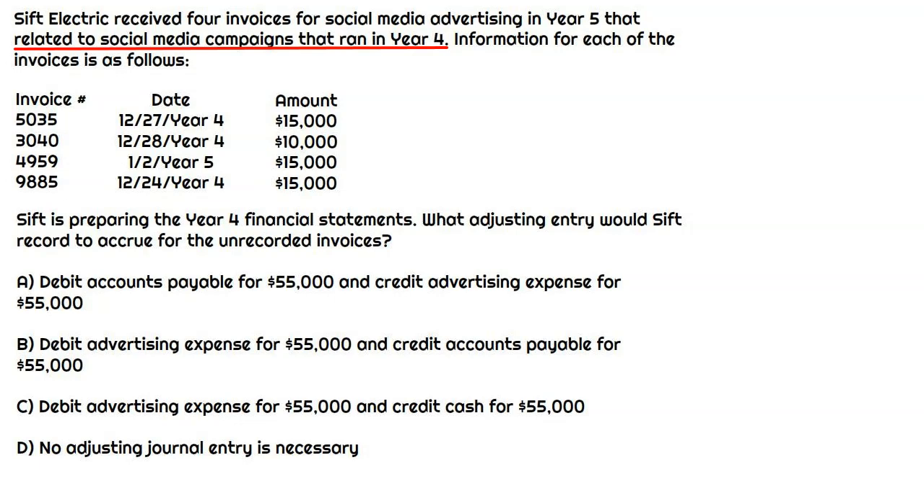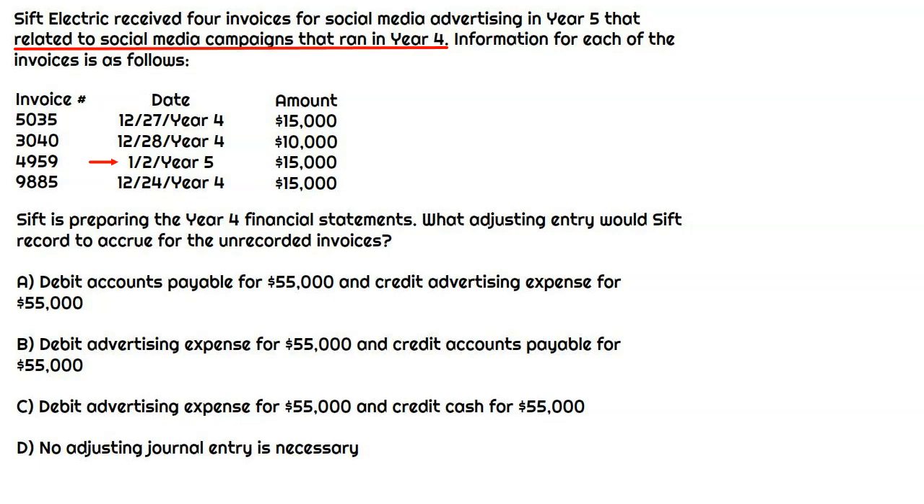Well, when the service was performed, right? Or when those social media campaigns were run. So that means all 4 invoices should relate to year 4. Now, where some candidates get tripped up, they look at it and say, well, okay, I get it because the date for 3 of them is in year 4, but one of them is year 5.